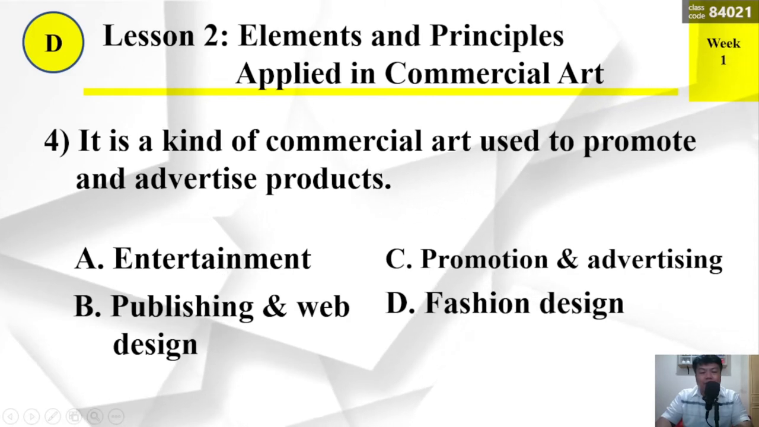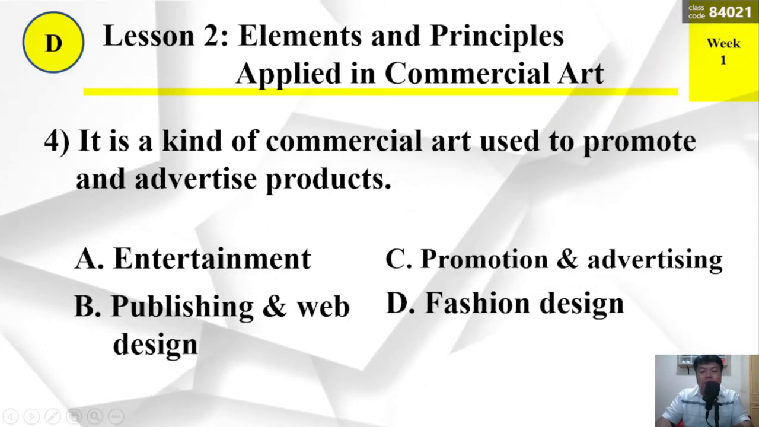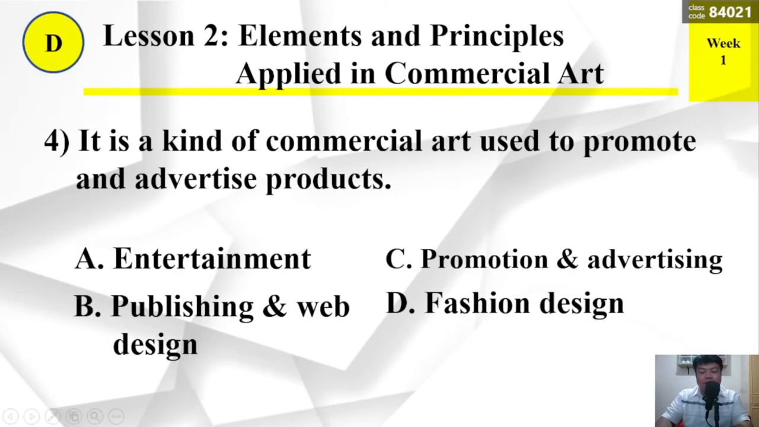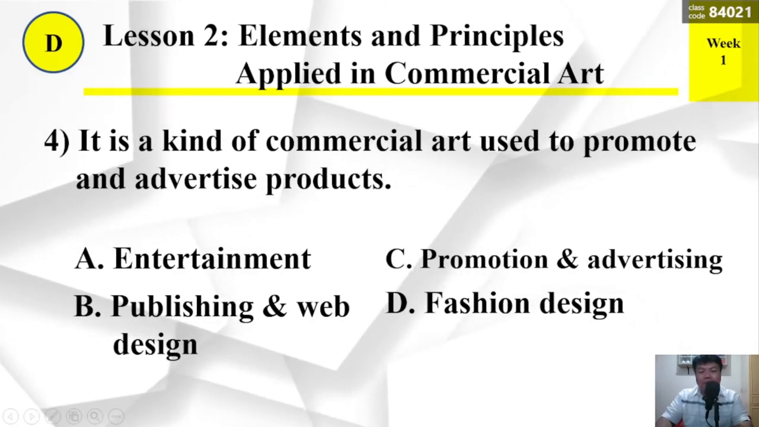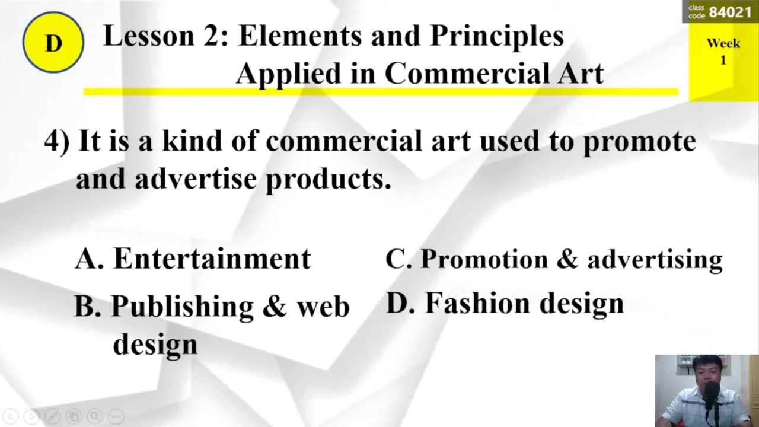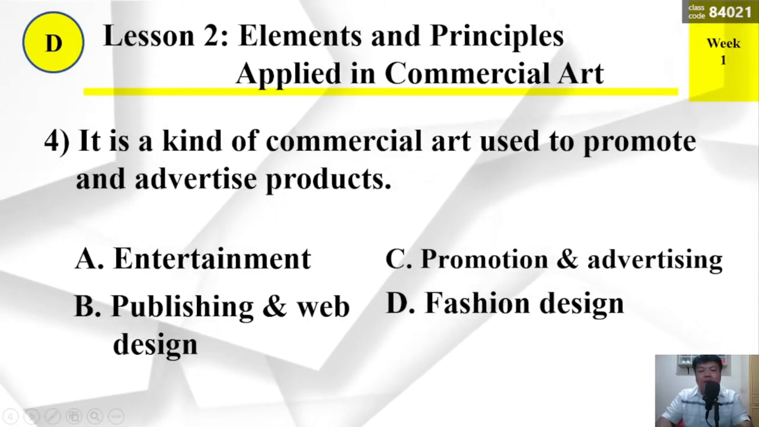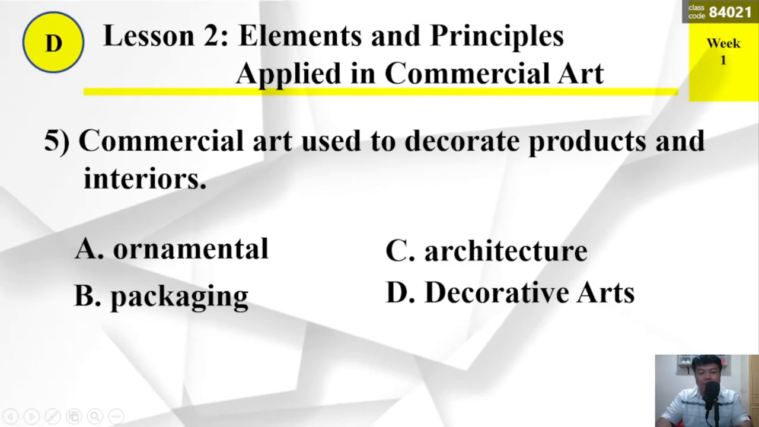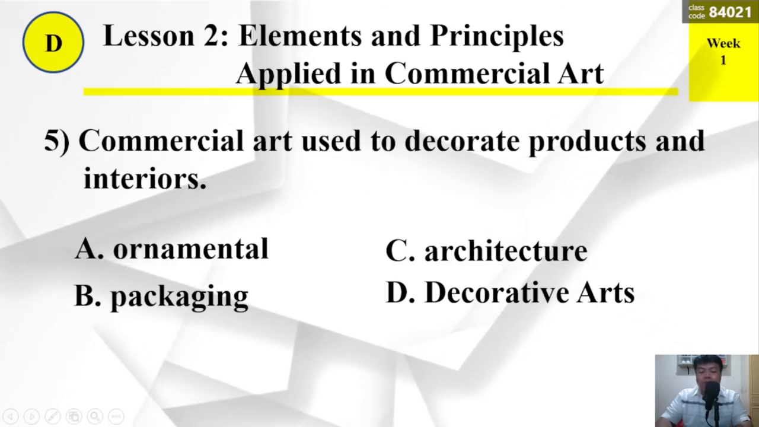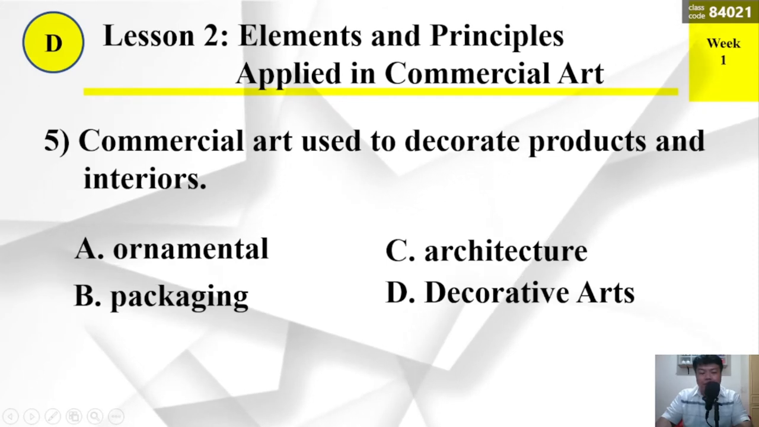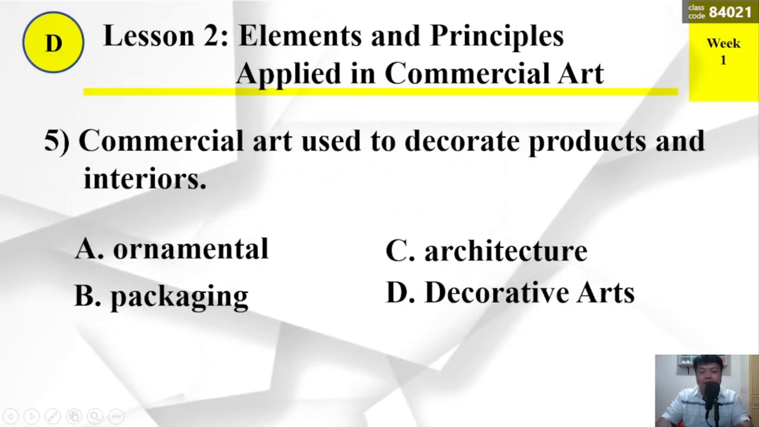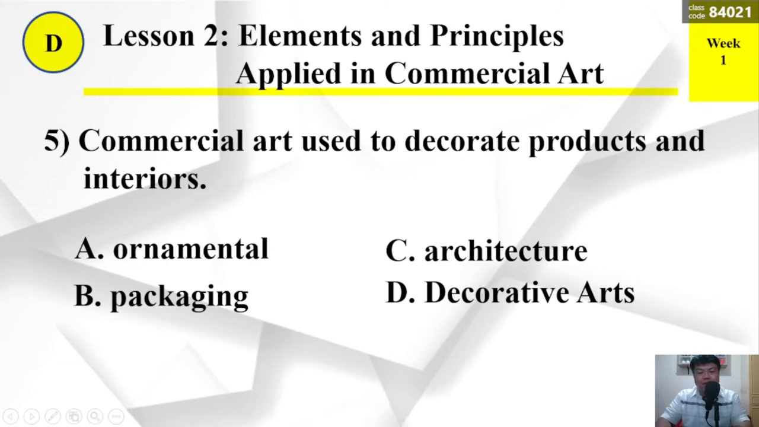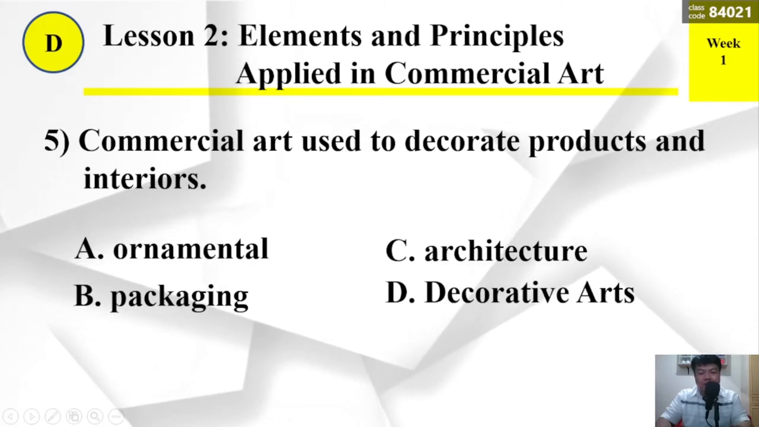Number 4. It is a kind of commercial art used to promote and advertise products. A. Entertainment. B. Publishing and web design. C. Promotion and advertising. Or letter D. Fashion design. Question number 5. Commercial art used to decorate products and interiors. A. Ornamental. B. Packaging. C. Architecture. Or letter D. Decorative arts.